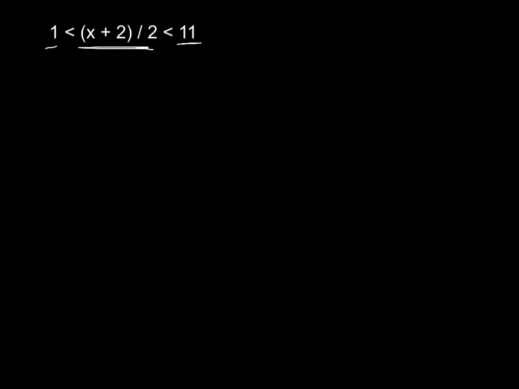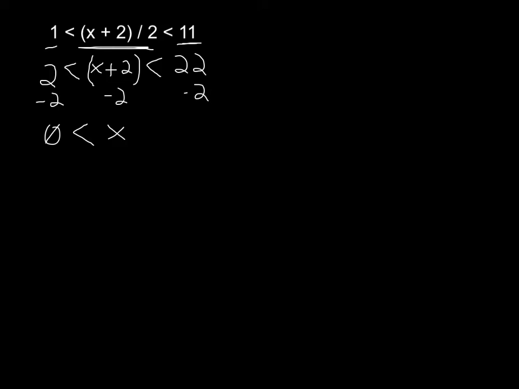So 1 times 2 is 2. x plus 2 divided by 2 times 2 is just x plus 2. 11 times 2 is 22. We still don't have x by itself. We're going to need to subtract 2 from everything. 2 minus 2 is just 0. x plus 2 minus 2 is just x. 22 minus 2 is 20. Now we've got it in a form that we're used to.